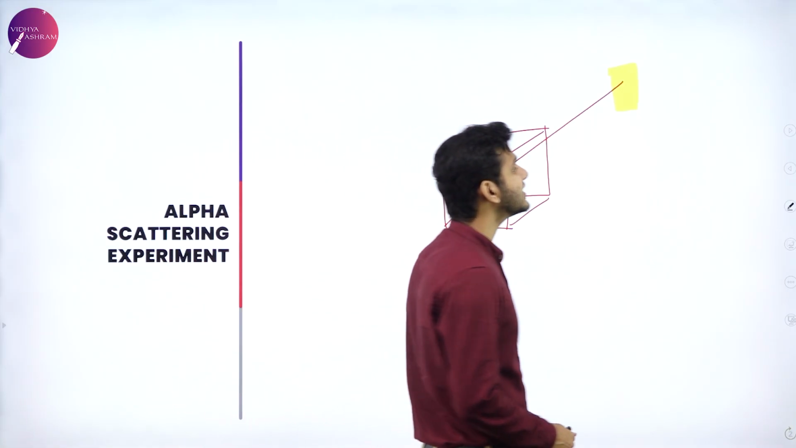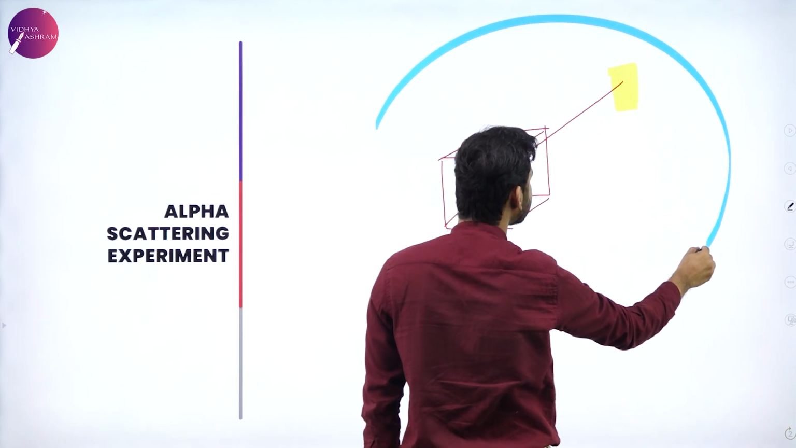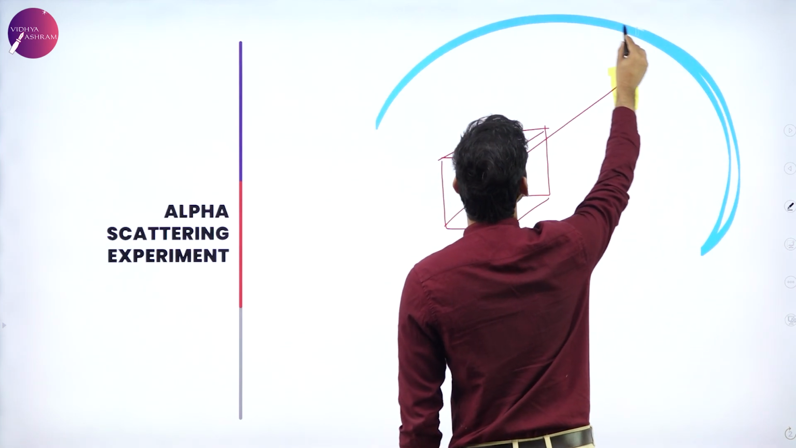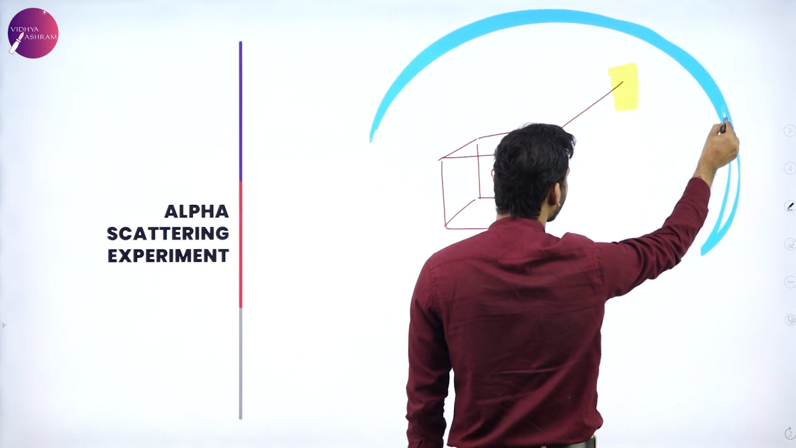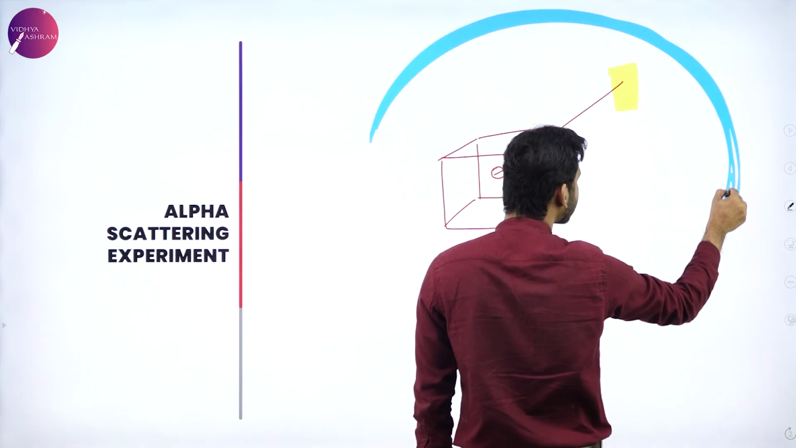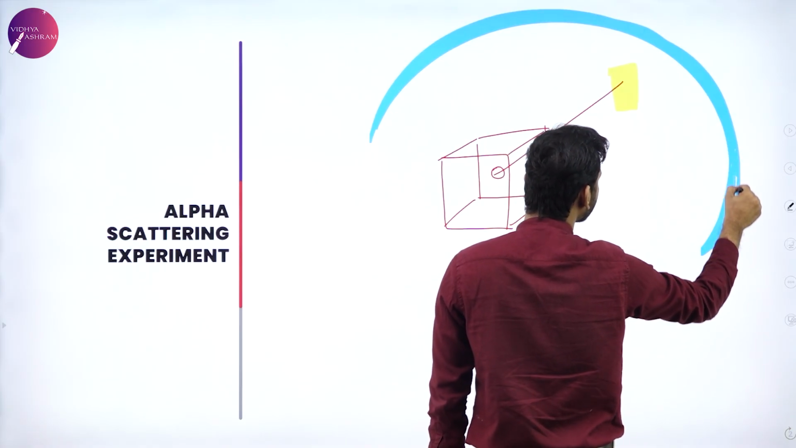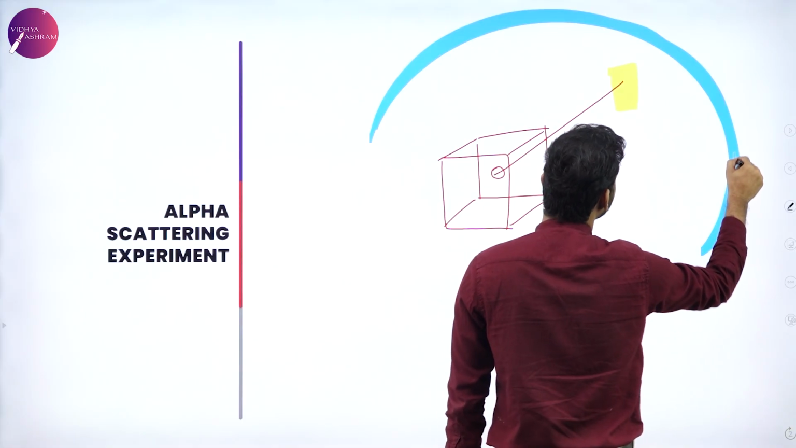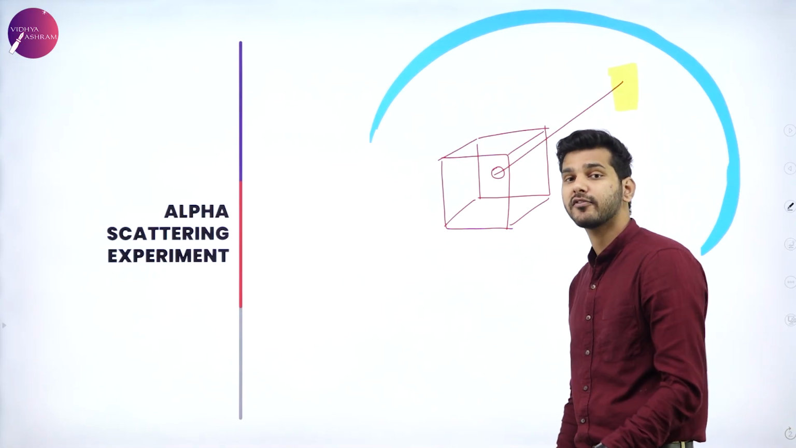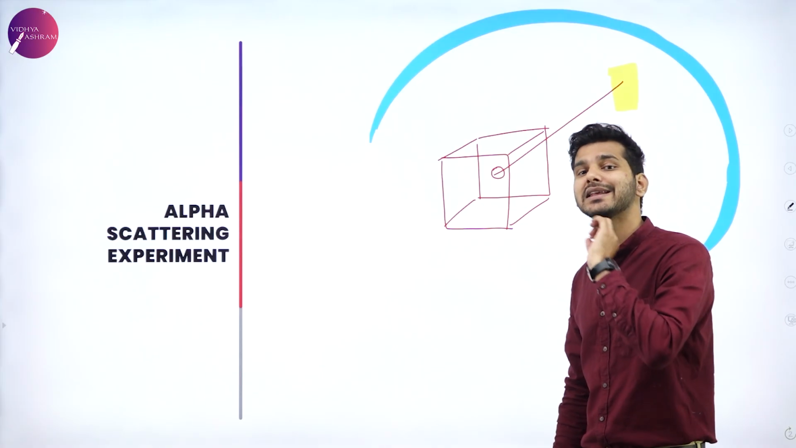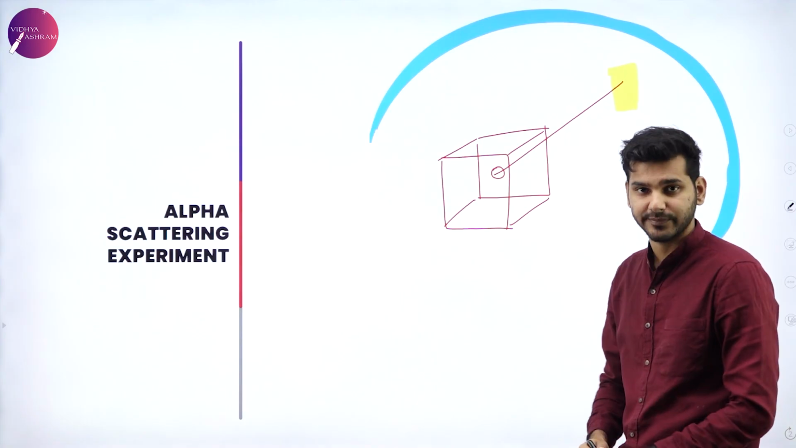And behind this particular gold foil, he kept a screen that was made out of zinc sulfide. Why zinc sulfide? Because when the alpha particles hit the screen behind, it will produce tiny flashes of light, indicating that the alpha particle penetrated the gold foil and went behind and hit the screen. And this particular screen is a rotatable screen.